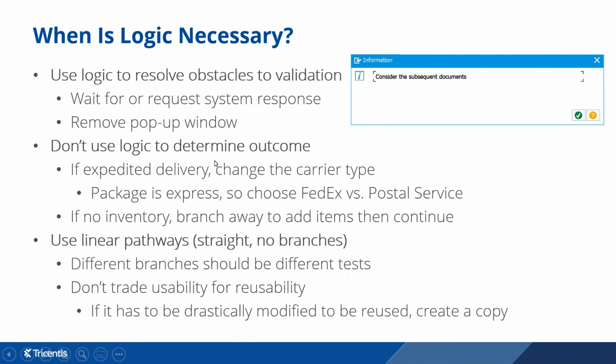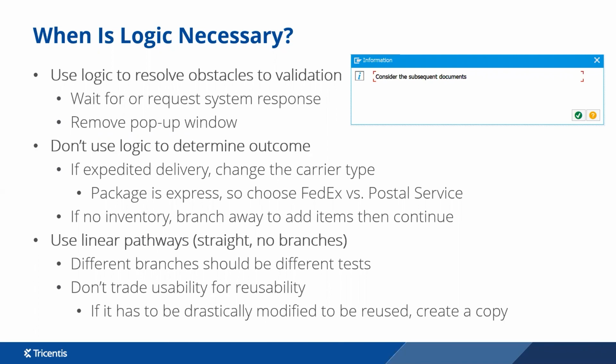But we don't use logic to determine outcome. So the example I've got here is, if you've got a particular delivery type that's coming out, you wouldn't put logic into the test to say, if it's an express delivery, go down this path and use FedEx, or if it's non-express, go down this path and use postal service. They would be two different branches. And again, the inventory one I've spoken at length about. So always try and keep the processes as distinct as possible without the if-then-else type logic in there, basically.